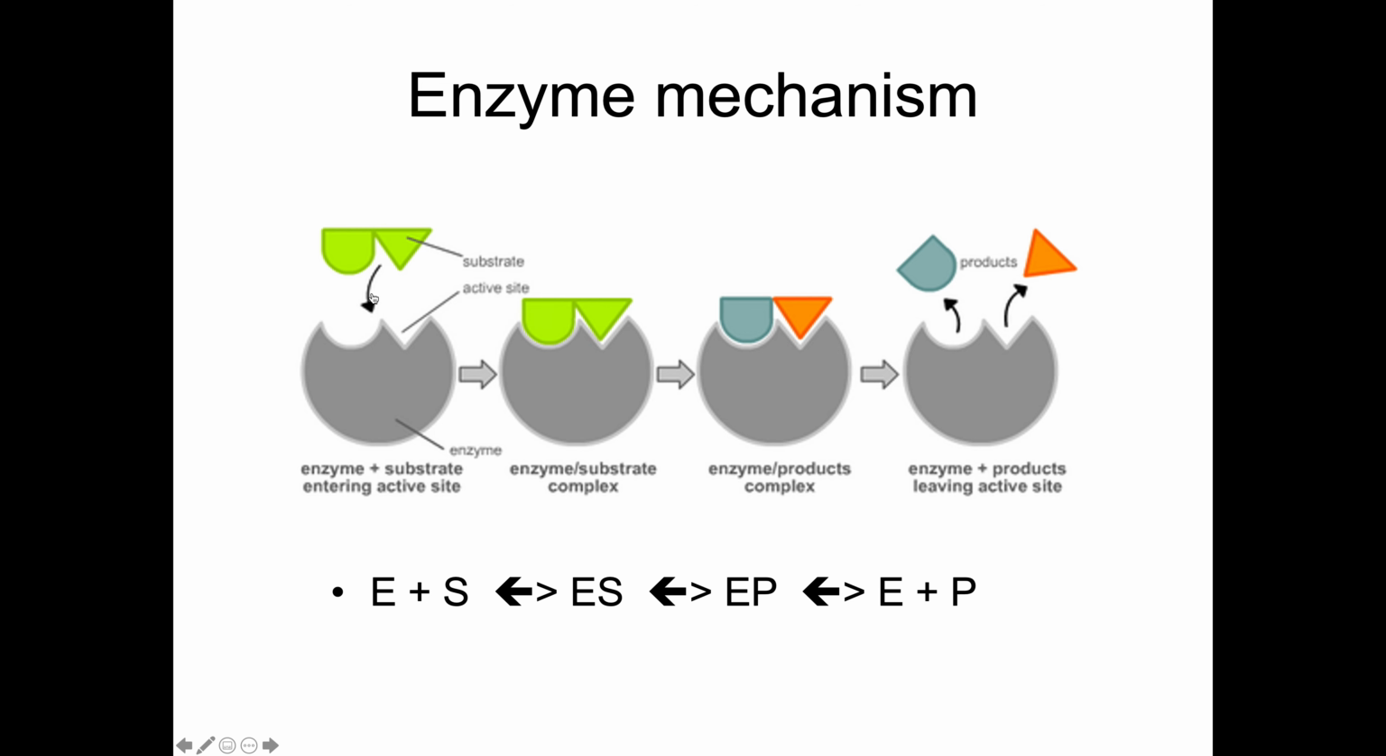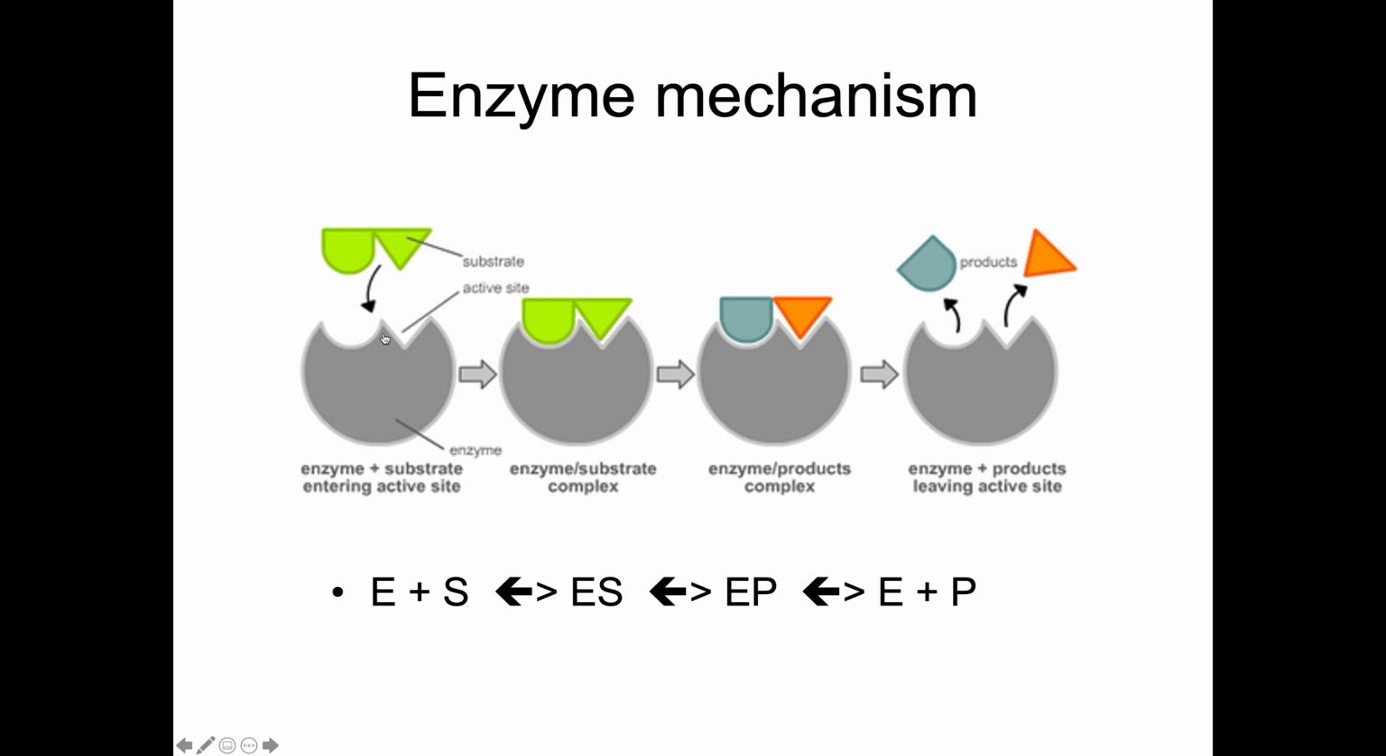But what really happens, the first step is a binding event. Where the substrate binds to the enzyme is referred to as the active site. So the first step is called a binding event. And this is where, if you remember the organic chemistry slides, stereospecificity comes into play. You see how the shapes are complementary?